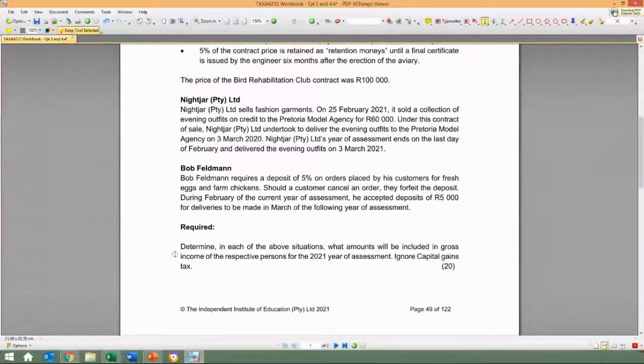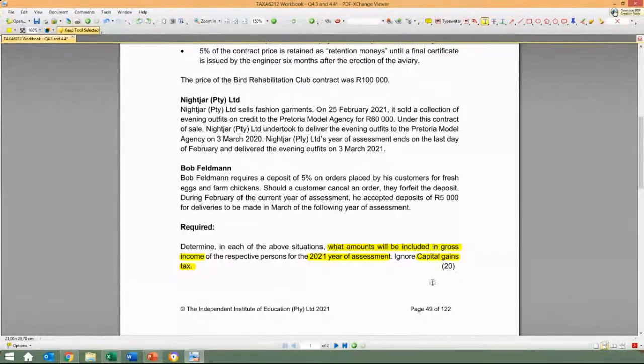The first one we said is determine in each of the above situations what amounts will be included in gross income for the 2021 year of assessment. Okay, so the 2021 year of assessment would normally be end of February 2021 if it's an individual, and then they tell you to ignore capital gains tax. So that means any amount of a capital nature, you would just have to state that the amount is of capital nature and exclude it from gross income. We do not have to discuss the tax implication for any capital amounts. That is what that says.